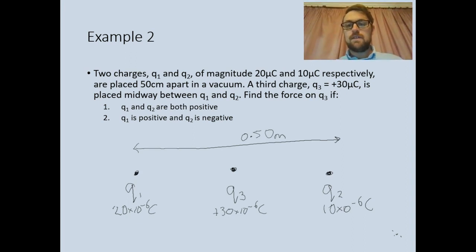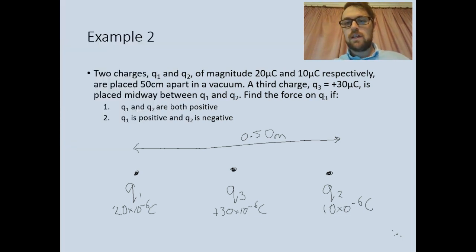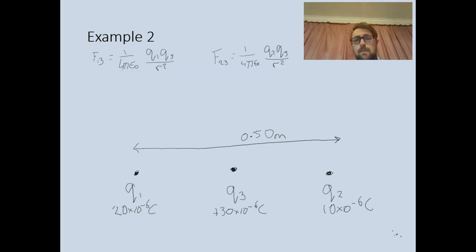You can see that they are 50 centimeters apart, which I've just changed to meters, which is exactly what we have to do. We've got Q1, and I've changed the micro into 10 to the minus 6, Q2, 10 by 10 to the minus 6, and Q3 in between, plus 30 by 10 to the minus 6. So what we have to do now is find the forces acting on Q3.